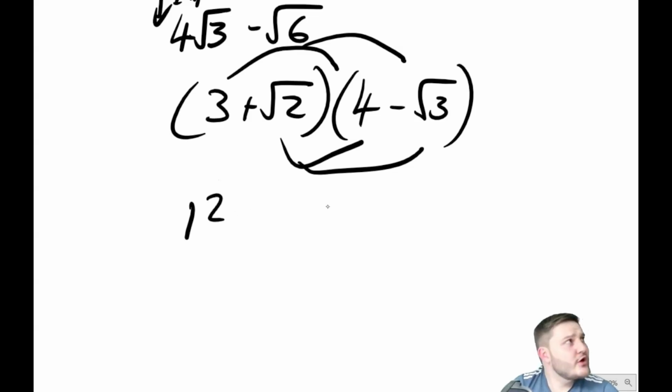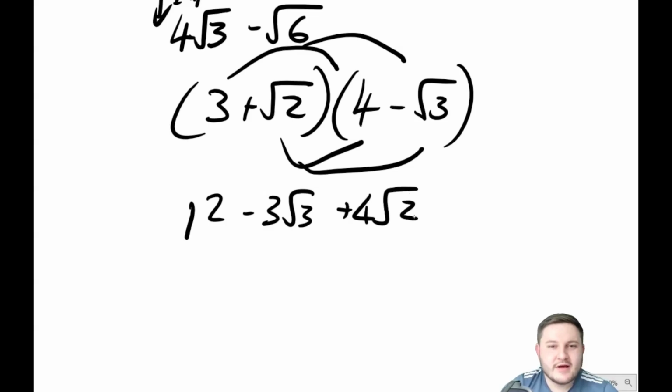3 times root 3 is 3 root 3, negative. 4 times root 2 is 4 root 2, and root 2 times root 3 is root 6, but it's a negative because it's positive times a negative. Just be careful. If you are multiplying two negatives together, it's going to be a positive. If you're multiplying a positive and negative, it's going to be a negative.